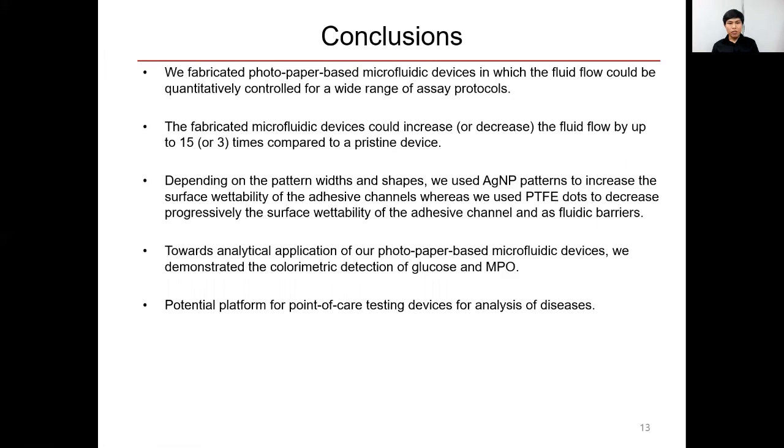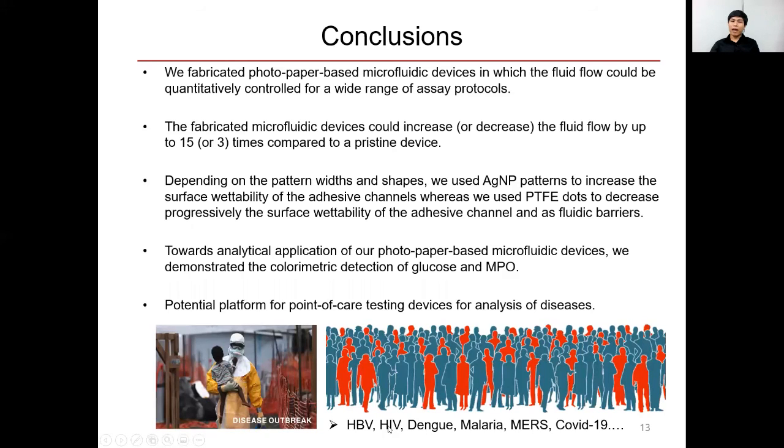We also demonstrate the application by detecting glucose and MPO successfully. This platform is not only for the detection of these two analytes, but could be a potential platform for various point-of-care testing devices for detecting diseases. And if you have more concepts, you can apply this platform for detecting other diseases like HPV, HIV, MERS or COVID-19.